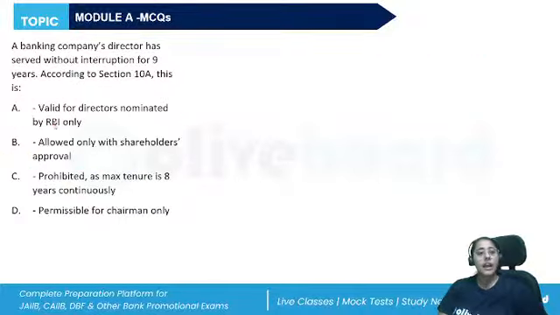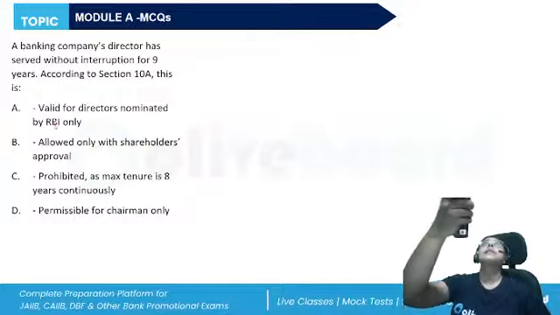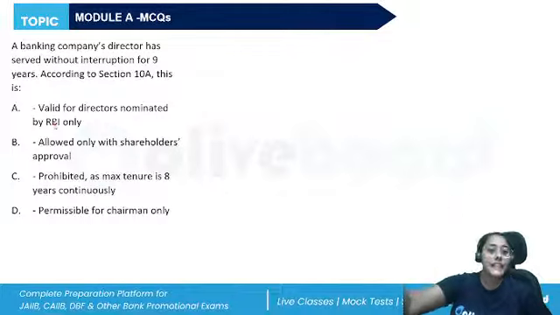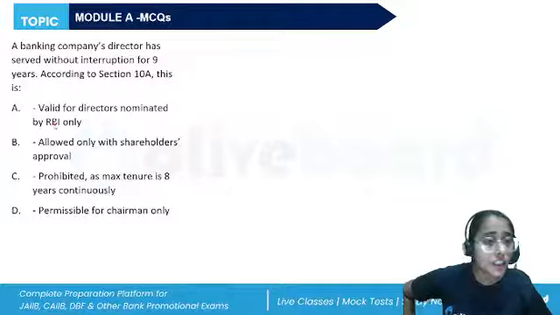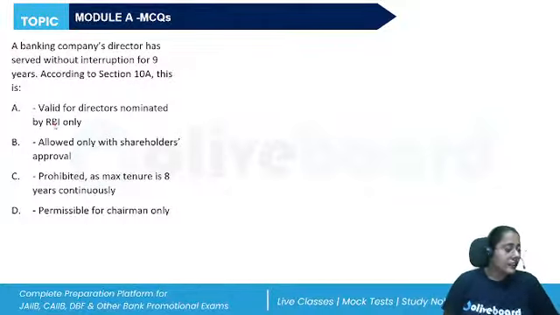All right. A banking company's director has served without interruption for 9 years. According to Section 10A, this is valid for directors nominated by RBI only, allowed only with the shareholders' approval, prohibited as the maximum tenure is 8 years continuously, or it is permissible for the chairman only. So if the director is holding their position for 9 years, then what is the situation?